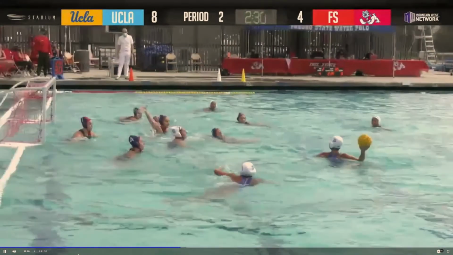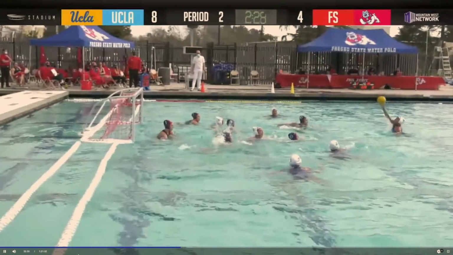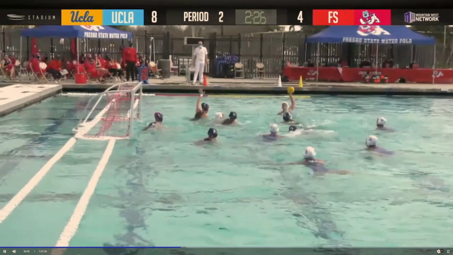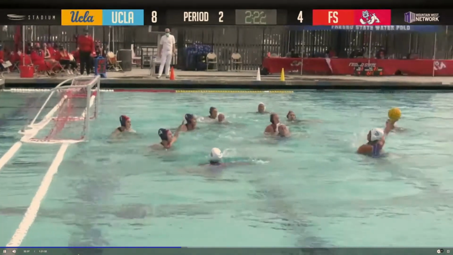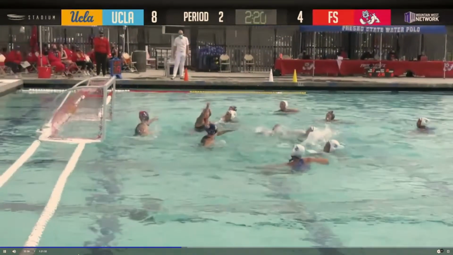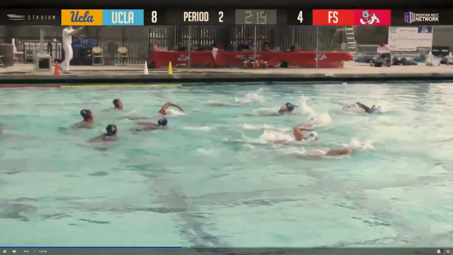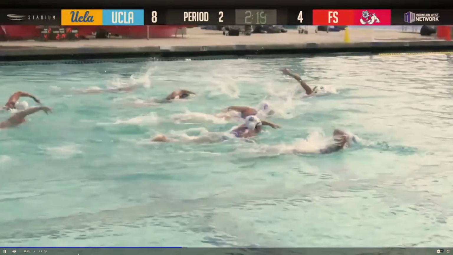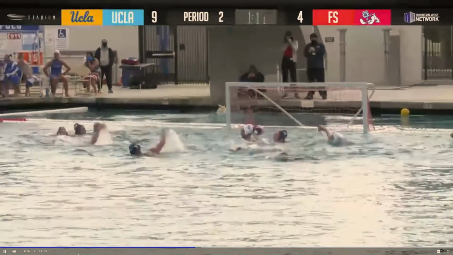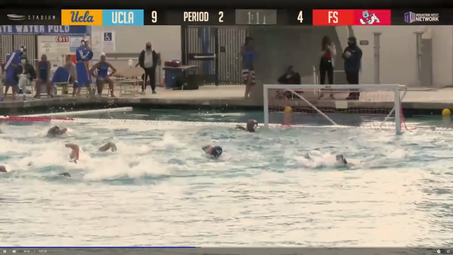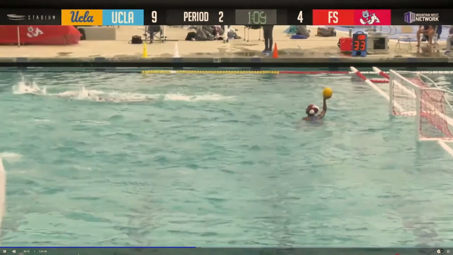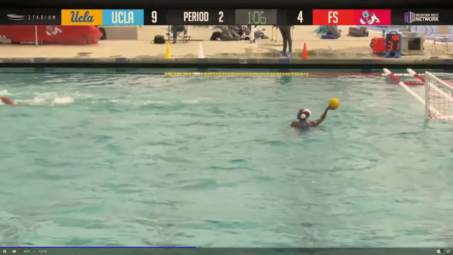So it's a 6-on-5 for the Bruins. Bruins looking to convert here as Jillian Schultz fires it, and that one scored. Nice find up top, and that one skips just a bit wide. But again, good looking for the Bulldogs.